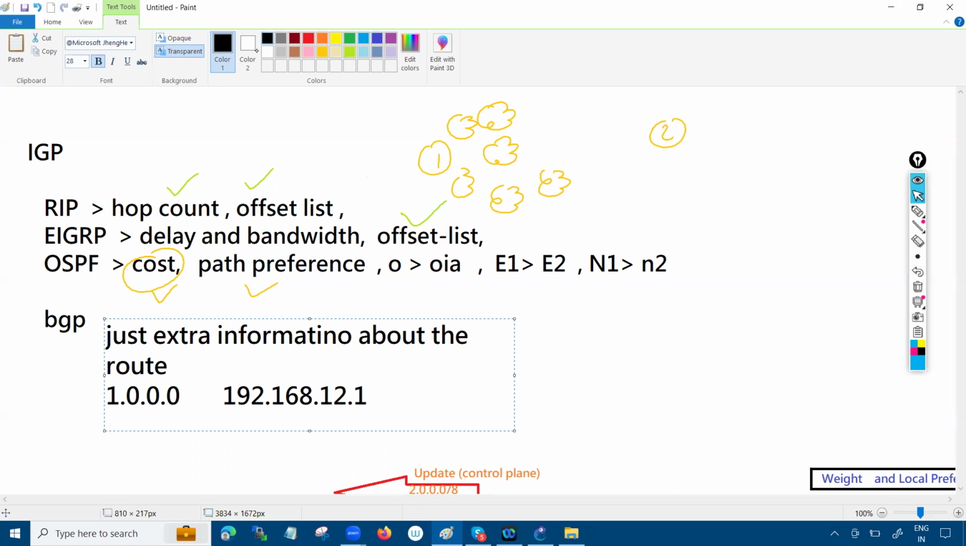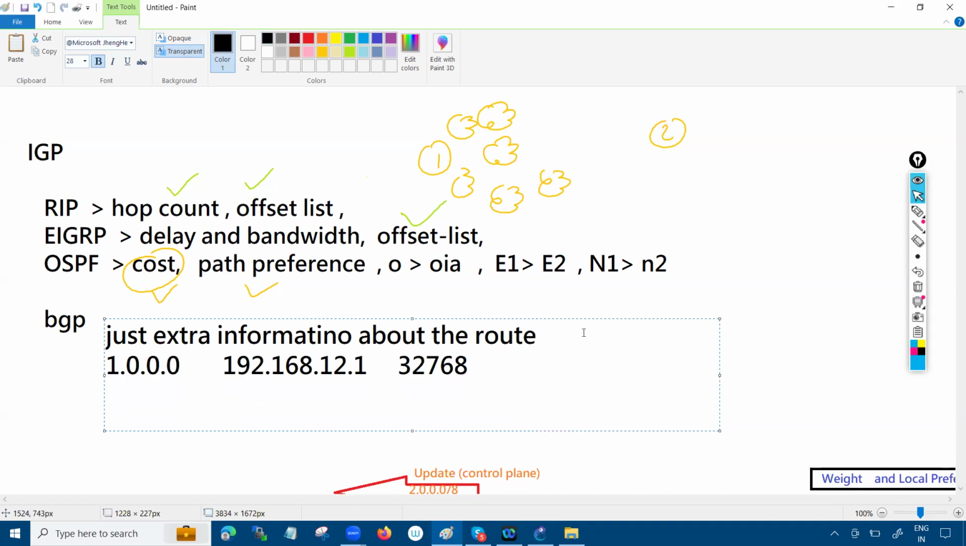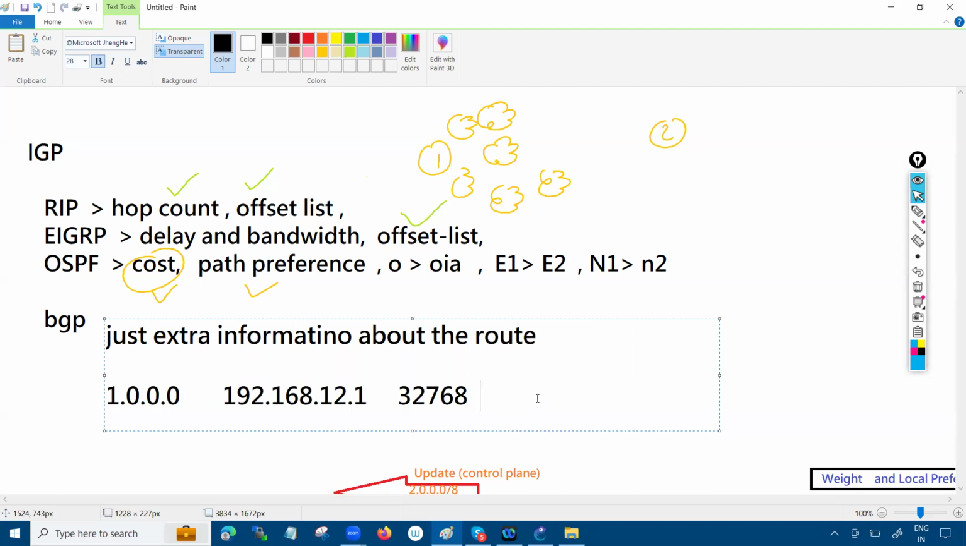Another thing we can see is that by default, if you advertise this route, the default weight will be 32768. That's the default weight for a locally originated route. Then if you advertise this route with the network statement, you will see the origin code is I. So this is the prefix, this is the next hop information, and this is the weight value. Again, weight is a Cisco proprietary attribute. This is the origin code. These are basically called path attributes.